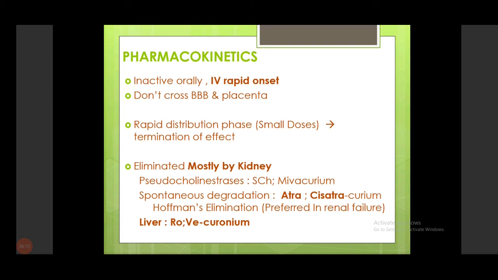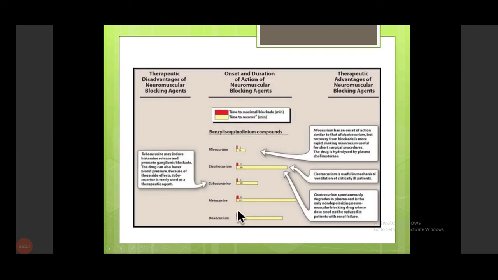And the drugs which are metabolized by the liver include vecuronium. The salient features I'll just talk about. In the diagram, we have mentioned a lot about the various drugs. The red box that you can see on the screen is basically the time to maximum blockade, and the yellowish part shows time to recovery. Time to maximum blockade and time to recovery.